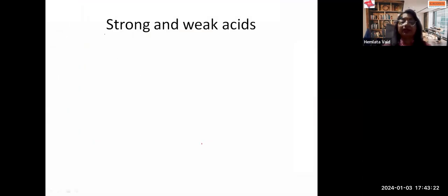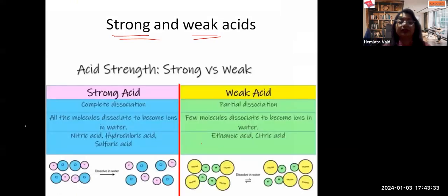There are several acids. They are not equally strong. They can be strong or they can be weak. Now, what decides whether an acid is strong or weak? See, children, this diagram will make you understand this. Strong acids are the ones which completely dissociate in water.